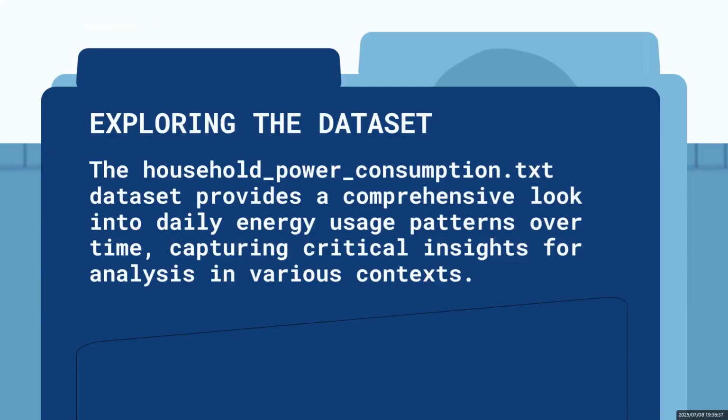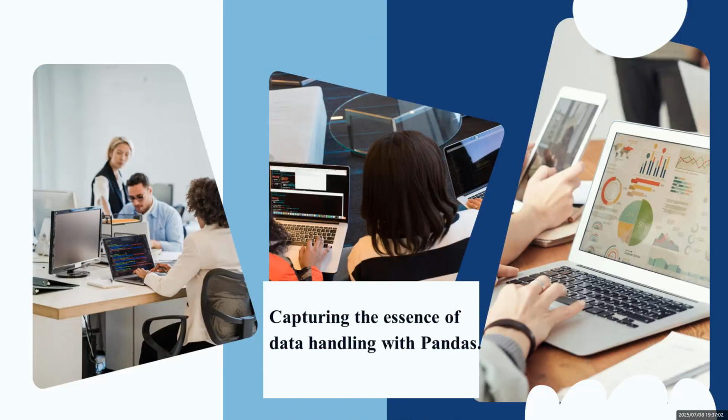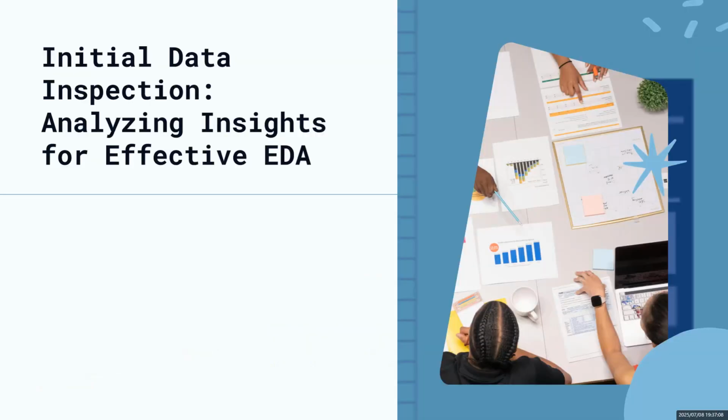All right, so let's look at exploring the data set. We're going to be exploring the household power consumption data set, which is a .txt file. This data set provides a comprehensive look into daily energy usage patterns over time, capturing critical insights for analysis in various contexts. Now let's look at capturing the essence of data handling with Pandas. So initial data inspection, analyzing insight for effective EDA.